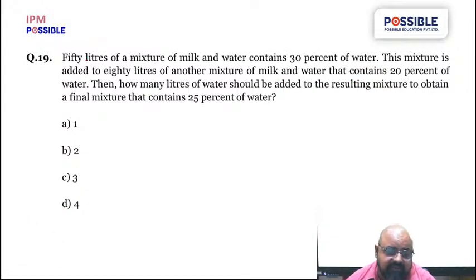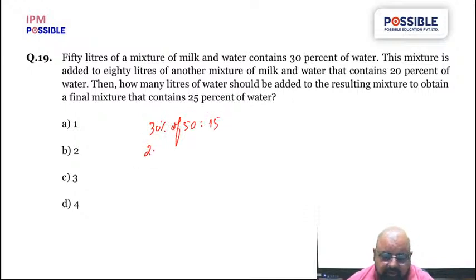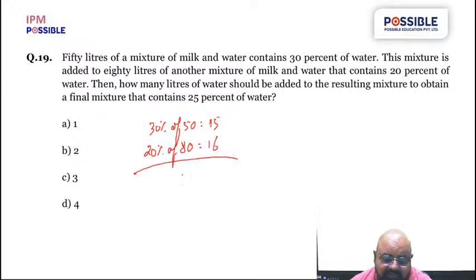Next, 50 liters of a mixture of milk and water contain 30% water. So 30% out of 50, which is 15. This mixture is added to 80 liters of milk and water with 20% water. So 20% of 80, which is 16. Therefore, I have a total of 130 liters having 31 liters of water. Alright, this is where I am.